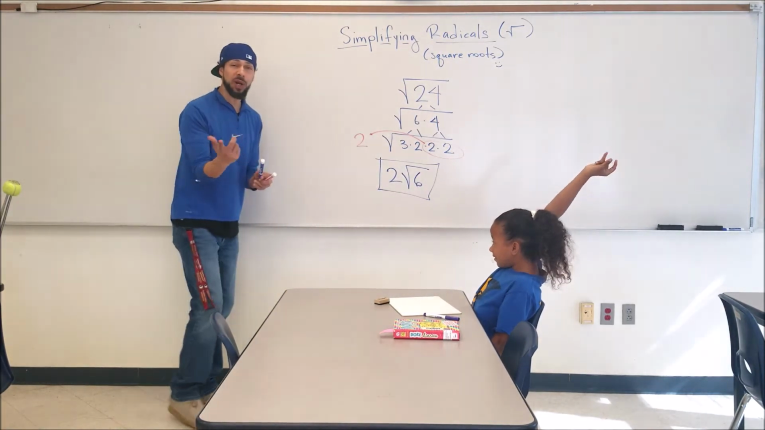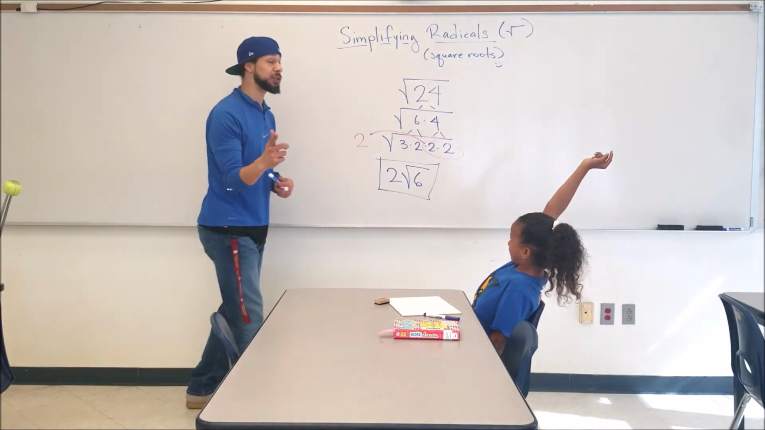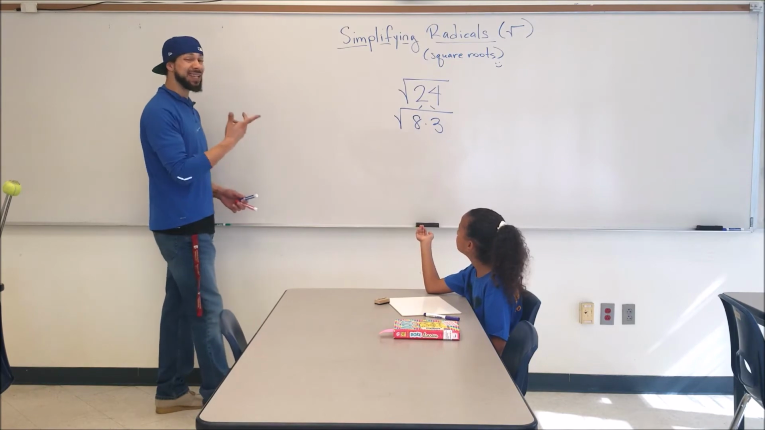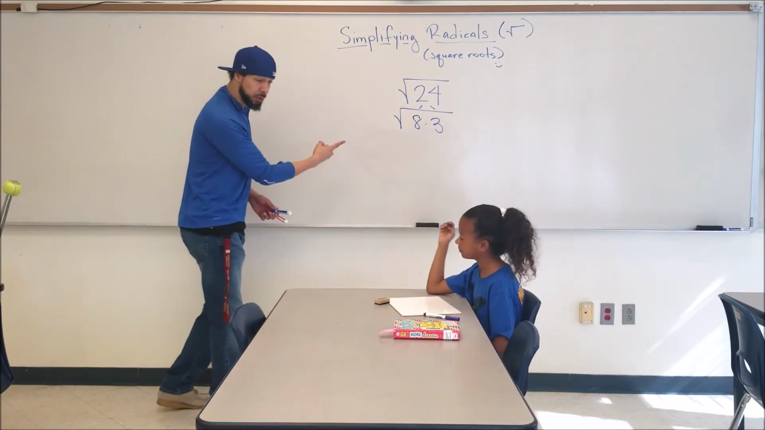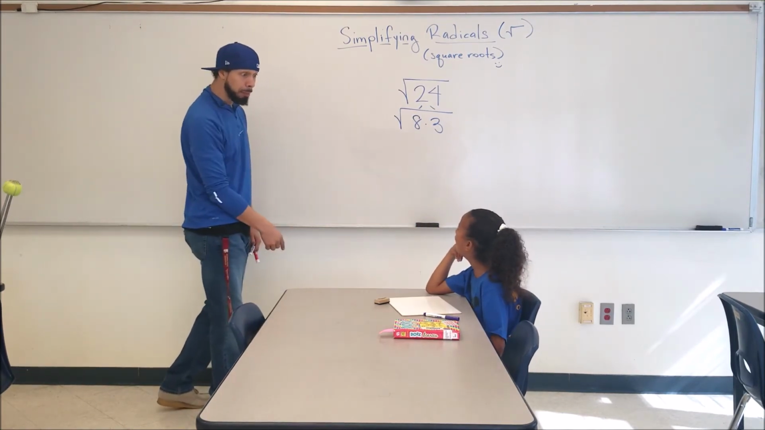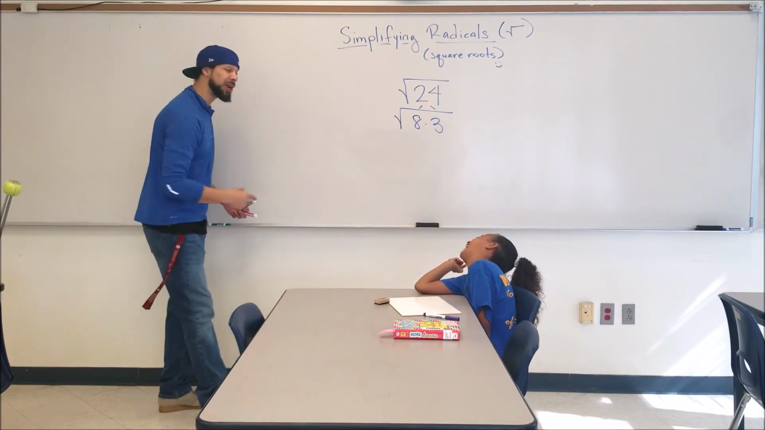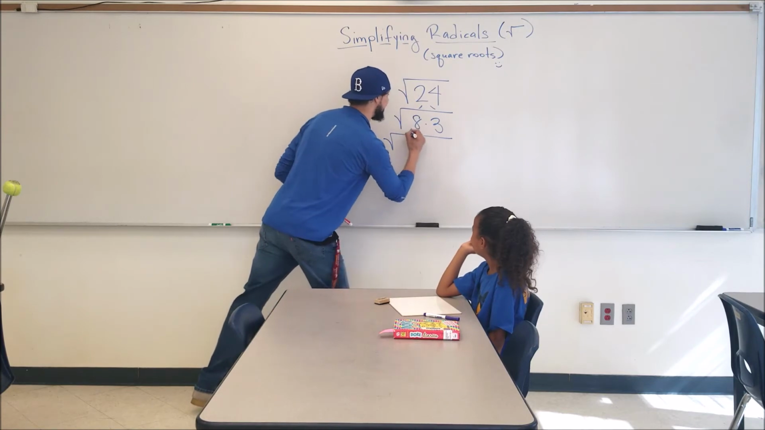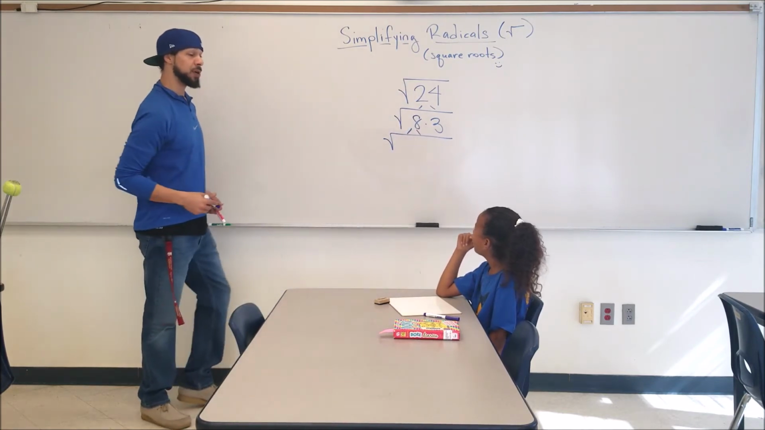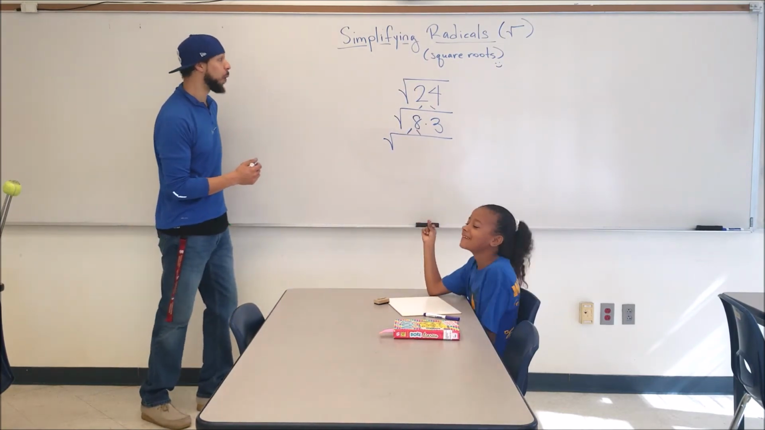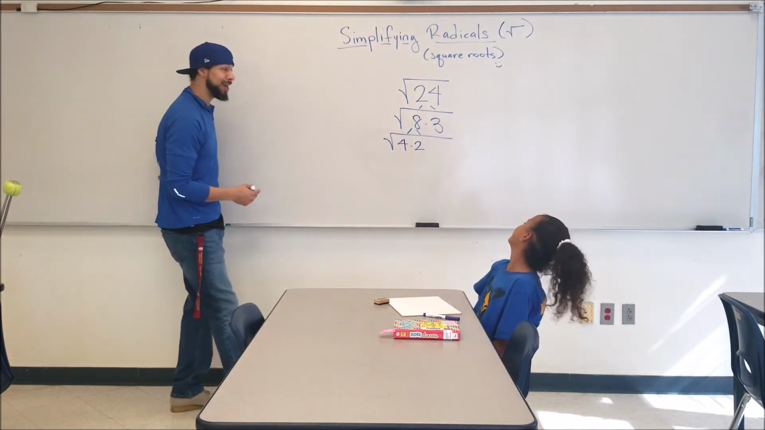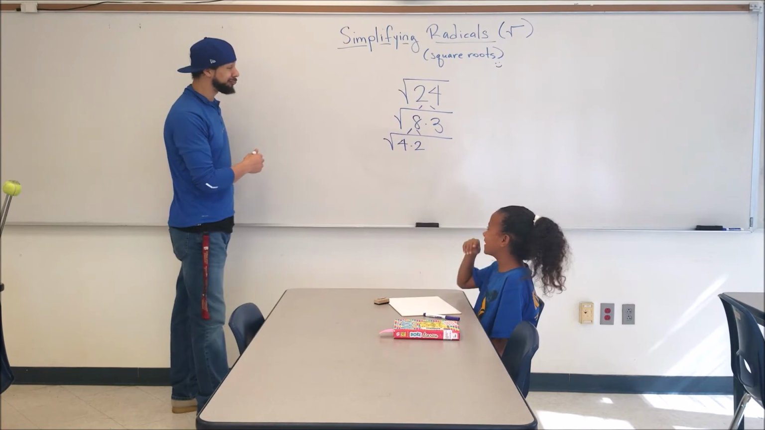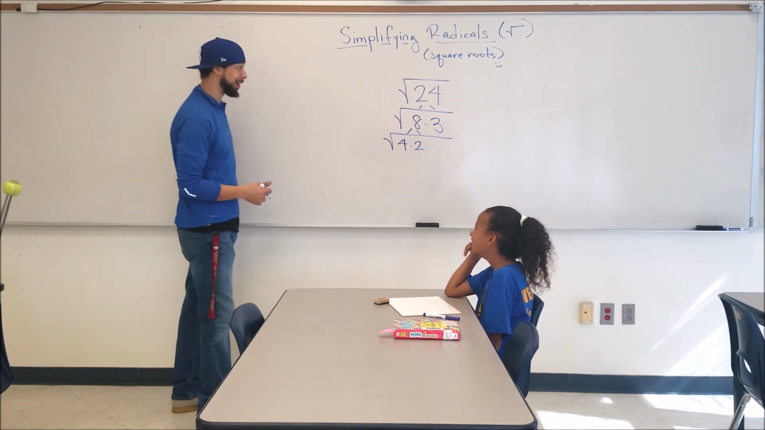Now, let me show you what would have happened if we started with the 8 times 3. Let's say we started with this 8 times 3 instead. Can I break either one of those numbers down further? Yes. Which one? The 8. Give me two numbers that multiply to make 8. 4 times 2. And what about the 3? Can I break the 3 down any further? No, you sure can't.